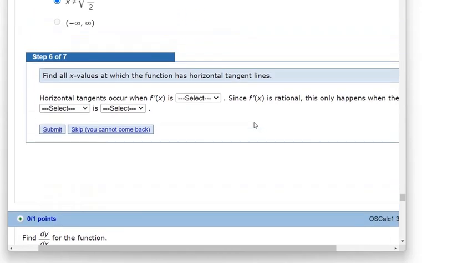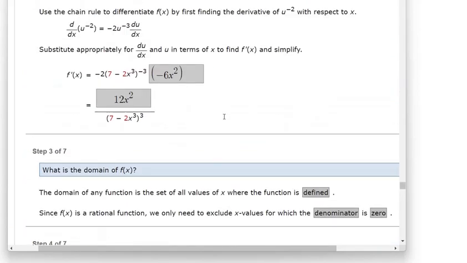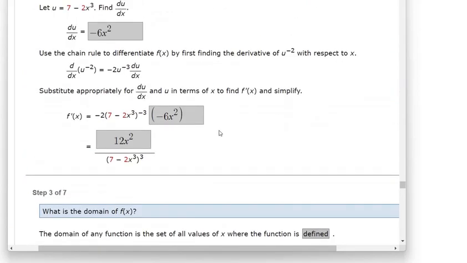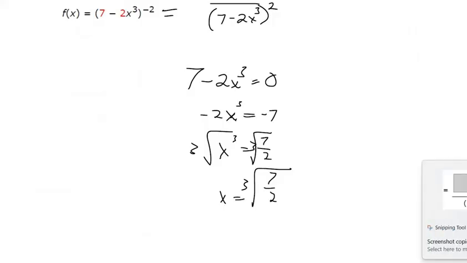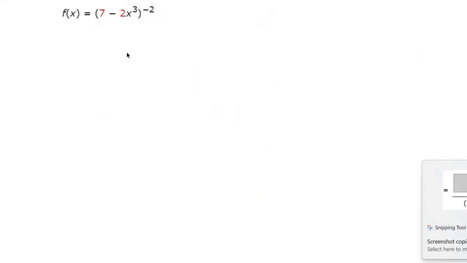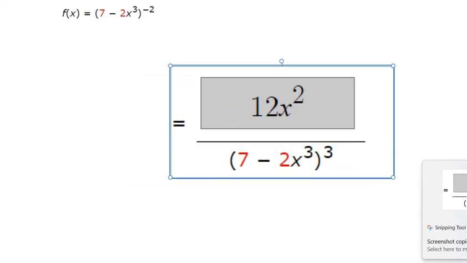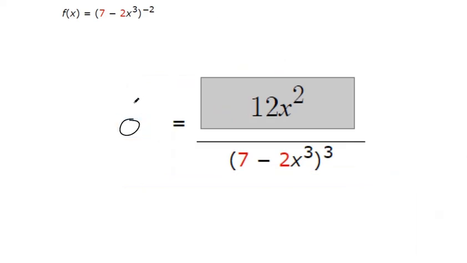Okay. Step 6, find all values at which the function has horizontal tangent lines. So that's where you'd want to set the derivative equal to 0. So here's our derivative. We want to set the derivative equal to 0 because a slope of 0 is a horizontal line, right?